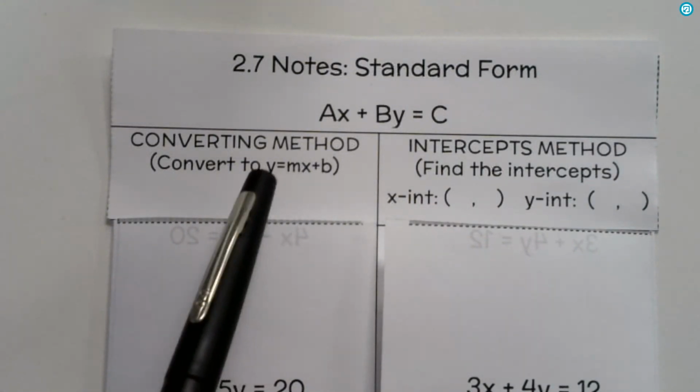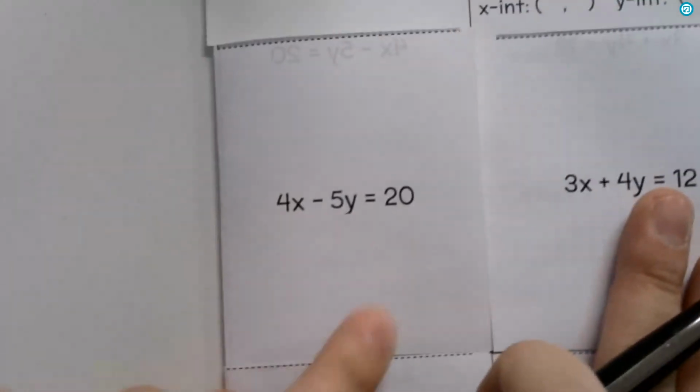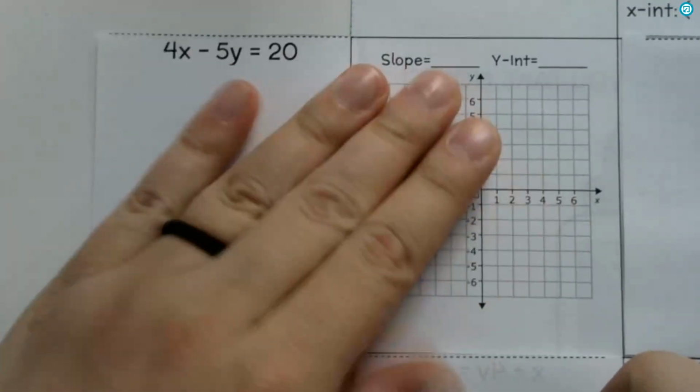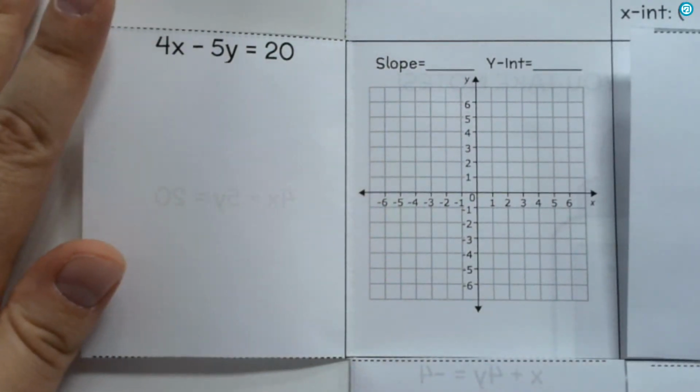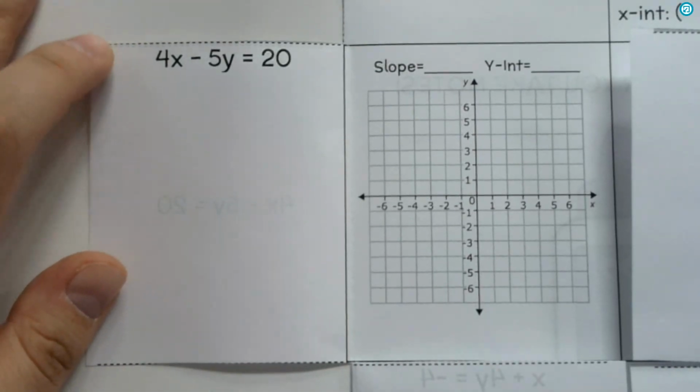So this is essentially the same thing we did in 1.8 when I gave you an equation and you just rearranged all the letters. That's what we're doing here. We are solving for y. So go ahead and open up this first flap, the 4x minus 5y equals 20, and we'll do that work right here, and then we'll graph it right here. So open up your top left flap. Okay, so 4x minus 5y equals 20.